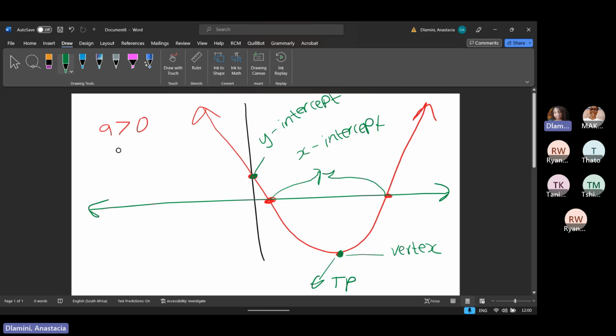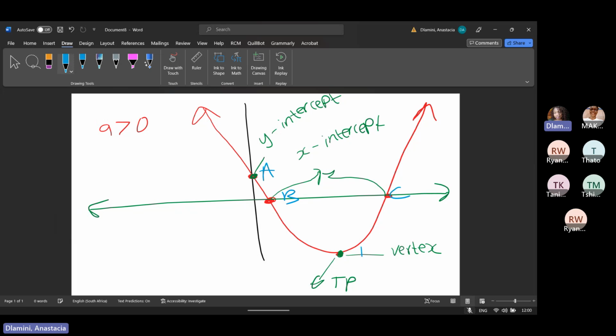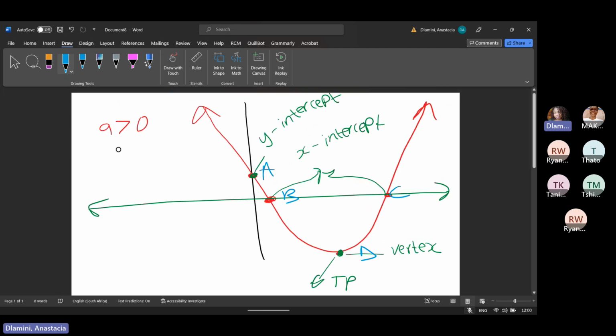When I give you a graph, you need to be able to identify these points. Normally, I won't say to you, give me the x-intercept, give me the y-intercept. I'll just say A, B, C, D, and I say, give me the coordinates of B. If you don't know that B is an x-intercept, then you won't be able to solve the problem. Does that make sense? Yes, ma'am.